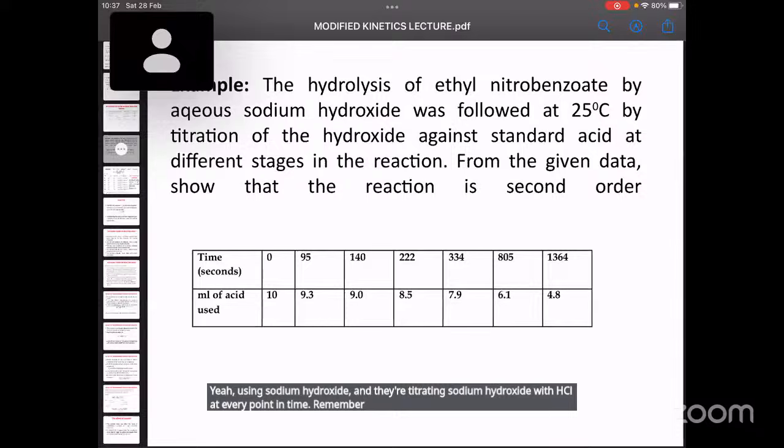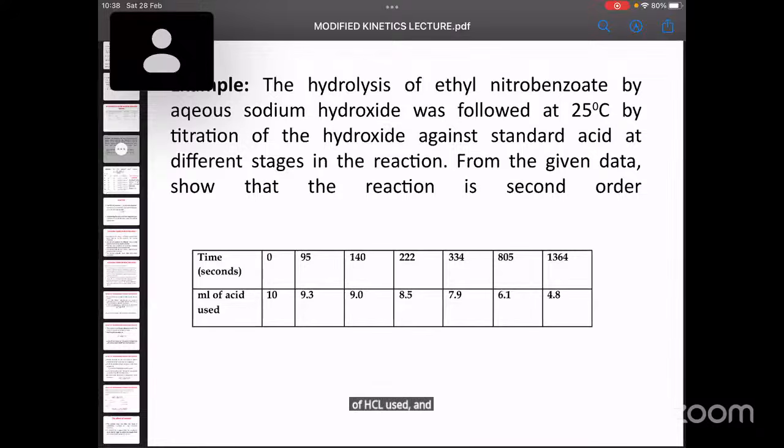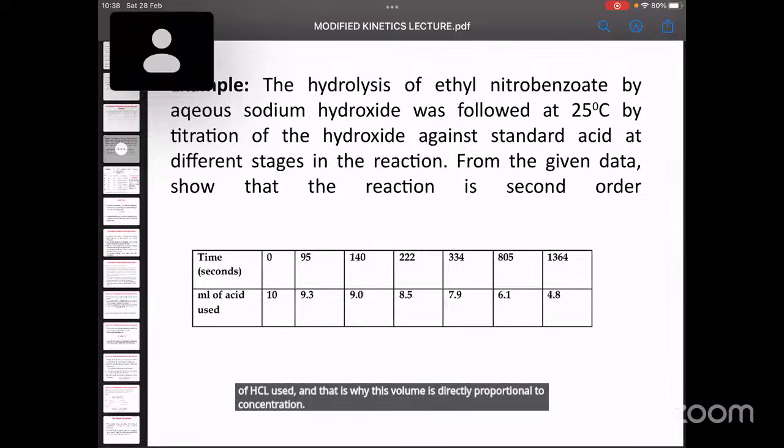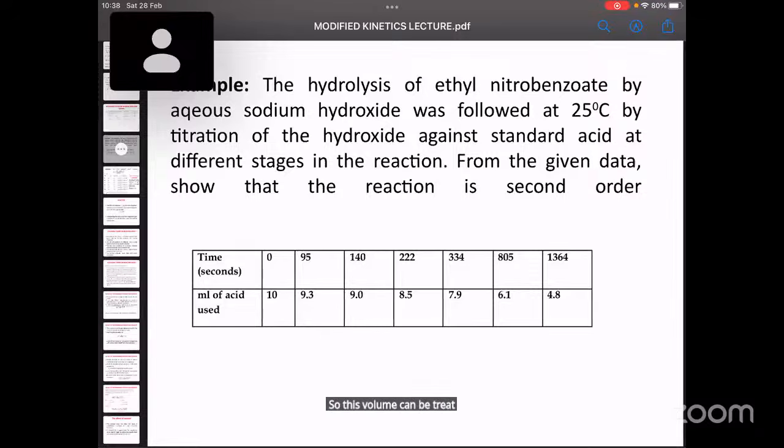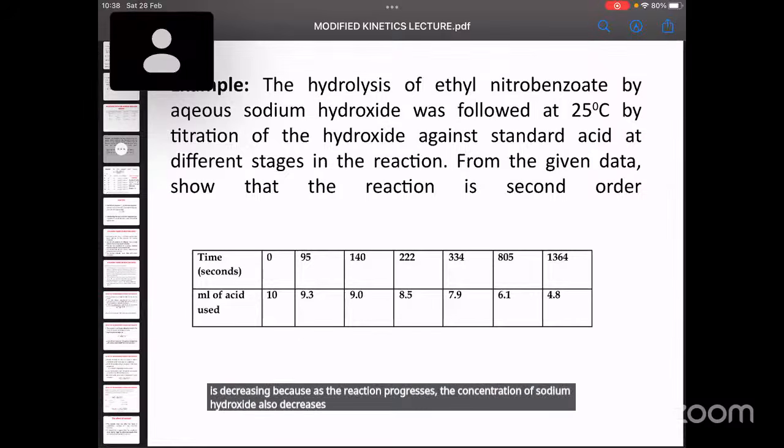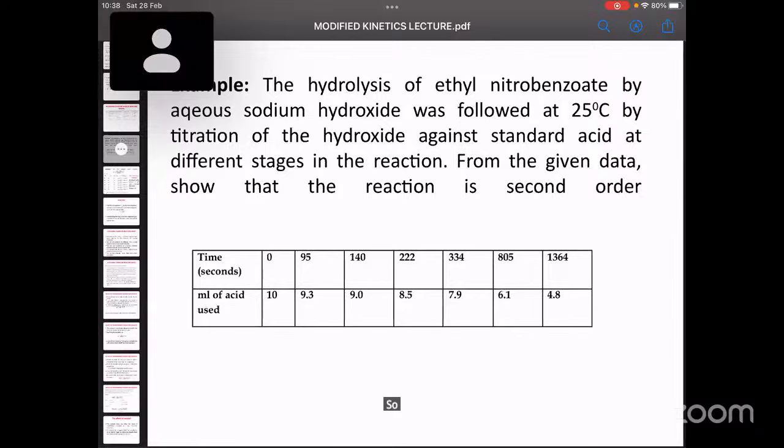Remember, the higher the concentration of sodium hydroxide, the higher will be the volume of HCl used. And that is why this volume is directly proportional to concentration. So this volume can be treated as the concentration of sodium hydroxide. You see that the volume of the acid decreases with time, because as the reaction progresses, the concentration of sodium hydroxide also decreases with time. They're just using that volume to test what the concentration is now. This is what is called a classical method in chemical kinetics, really. So they are using titration to monitor the concentration.